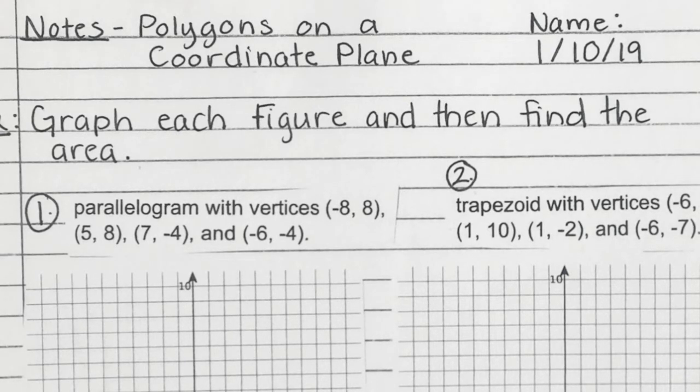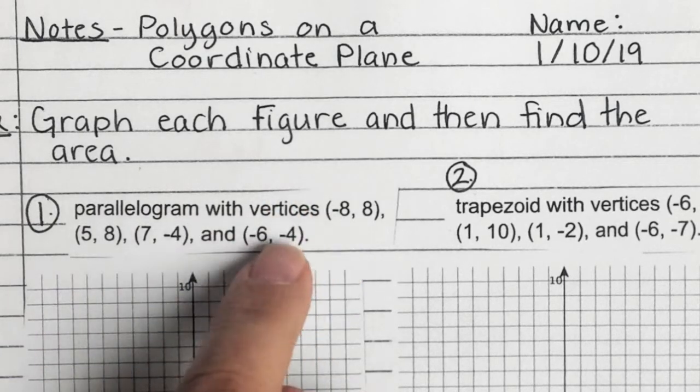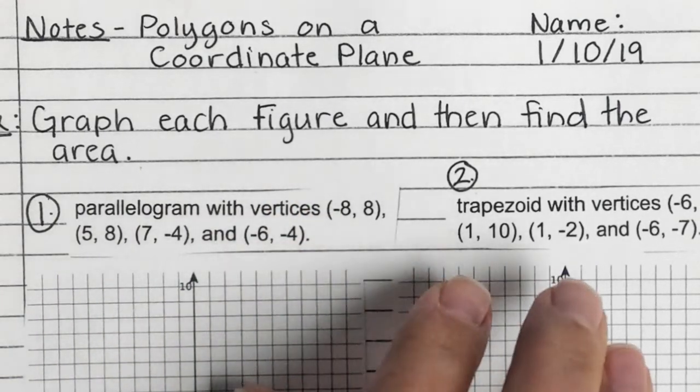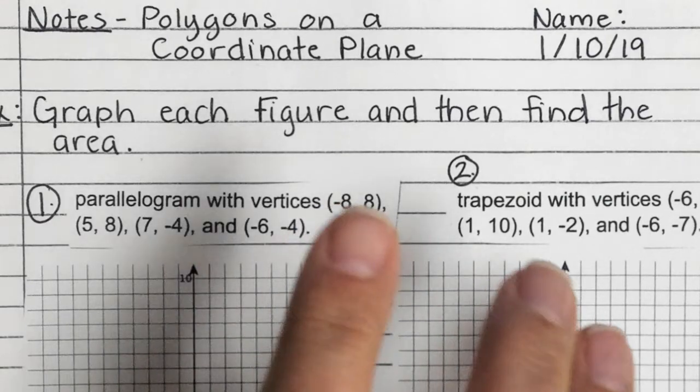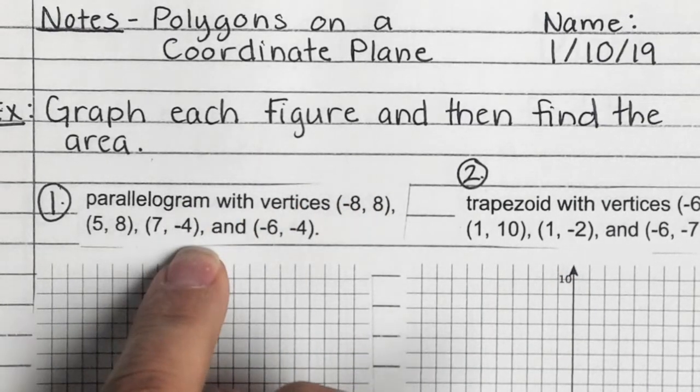So polygons include triangles, quadrilaterals, pentagon, hexagon, heptagon, octagon, nonagon, decagon. All shapes that have multiple sides, okay? So those shapes with multiple sides, what we're going to do is we are plotting those or graphing them on a coordinate plane, okay? So if we look at this, we got to review a little bit because we have our coordinate figures.